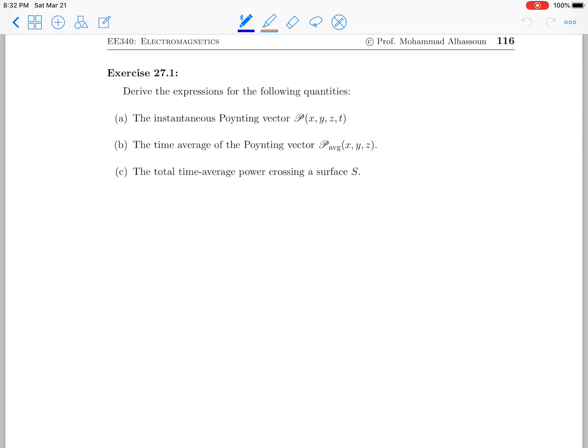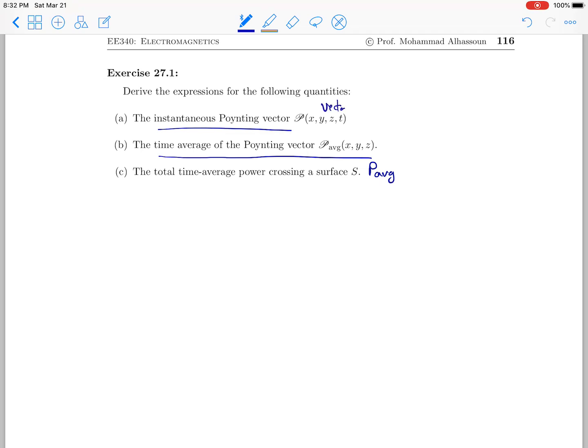So now let's derive expressions for the following quantities. The first one is the instantaneous Poynting vector. The second one is the time average of the Poynting vector. And the third one is the total time average power crossing a surface S. Symbolically, this one is written like this.